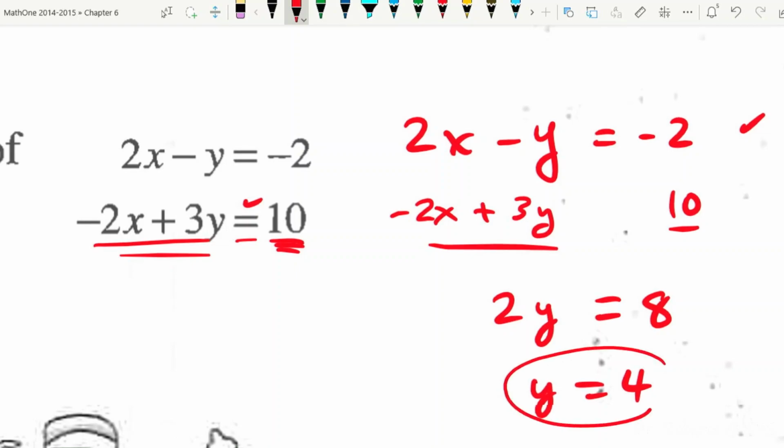And again, just like the previous problem, I can now take this value of y and plug it into either one of the other two equations, and I could get the value of x. So that's the technique. It's called the elimination method. And we're going to be practicing this over the next couple of days.